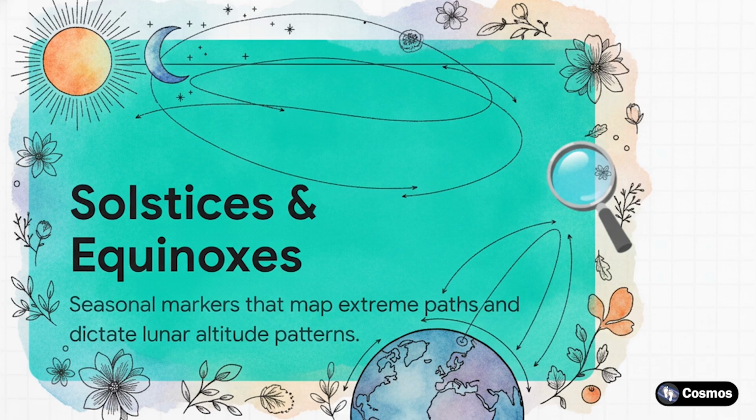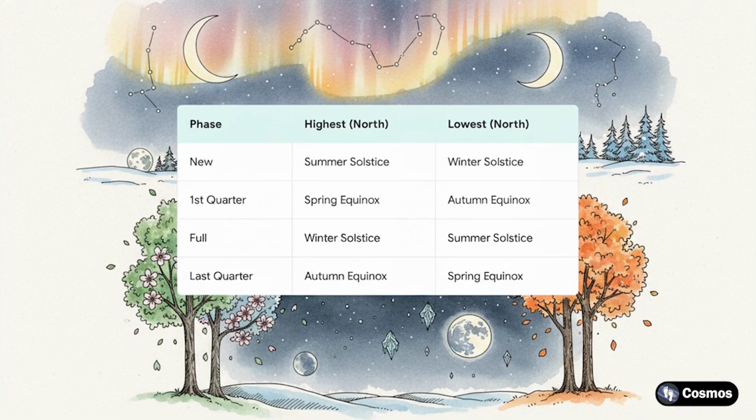We usually associate these markers just with the sun, right? But the moon's path is intrinsically tied to these exact same seasonal rhythms. Let's break down this beautifully structured data matrix for the northern hemisphere. It's like a giant puzzle clicking into place. A new moon hangs at its absolute highest during the summer solstice, but hits its lowest point during the winter solstice. But check out the full moon. It does the exact opposite. A full moon reaches its absolute peak altitude during the winter solstice and sits lowest during the summer. And perfectly nestled right in between, the first and last quarter moons hit their extreme highs and lows during the spring and autumn equinoxes. It's an incredibly predictable clockwork system.